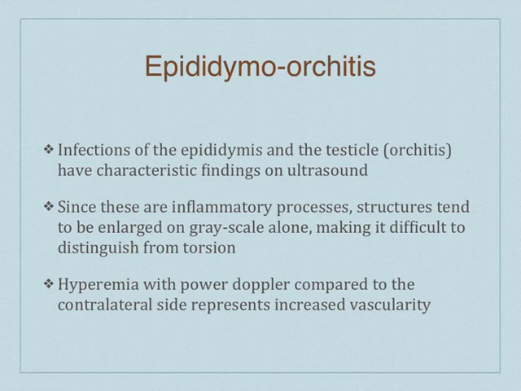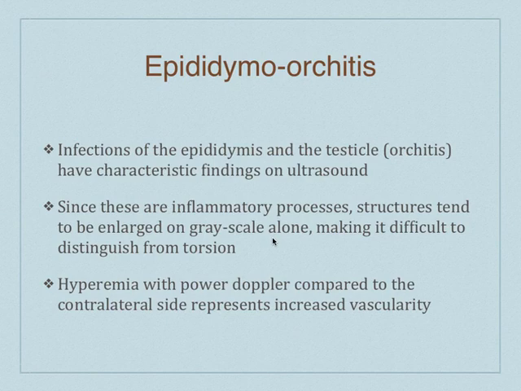We can also look down in the nether regions, down in the testicles and the epididymis. We can see infections down there. Because these are inflammatory processes, structures tend to be enlarged and hyperechoic on the grayscale alone, which can sometimes make it difficult to differentiate them from torsion, or twisting of the structure on its own blood supply.